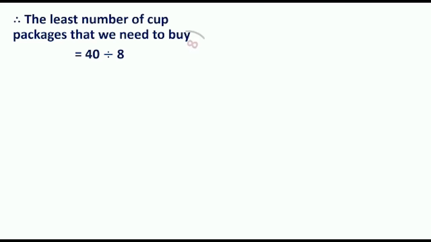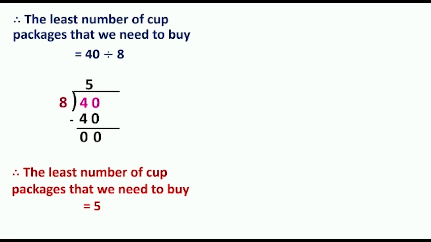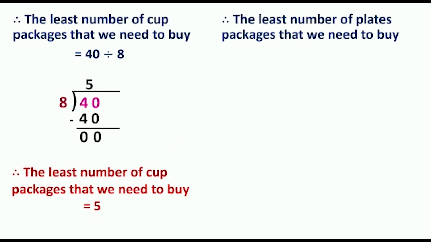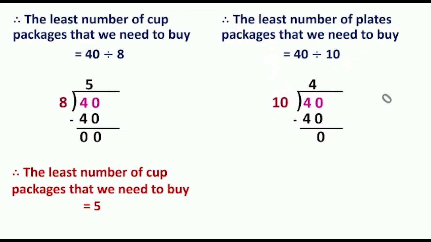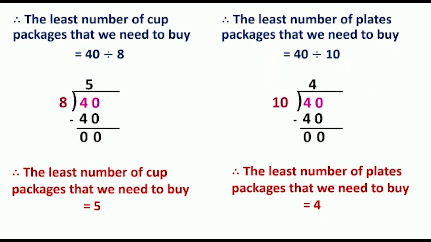Now divide 40 by 8, you will get 8 5s are 40. So the least number of cup packages that we need to buy is equal to 5. Now the least number of plate packages that we need to buy is equal to 40 divided by 10. Now divide 40 by 10, you will get 10 4s are 40. So the least number of plate packages that we need to buy is equal to 4.